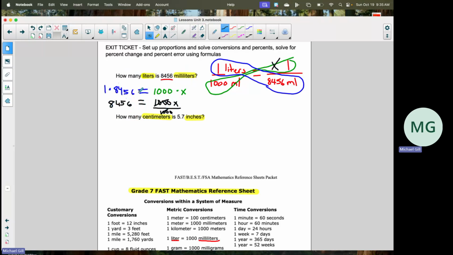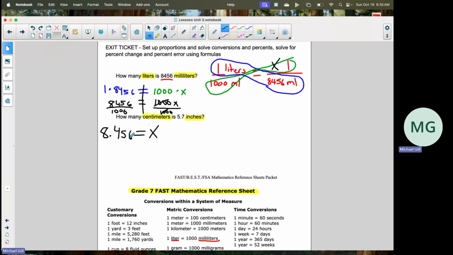Well, whatever I do on one side, and they are pretty good with this rule, whatever you do on one side, you have to do it on the other side. So that means I now have to divide by 1,000 over here. And when I do that, that gives me x all by itself, which is the goal. And then if I divide this out, that is 8.4, and they need to make sure they get that decimal. Some of them kind of did the right steps, but then didn't put the decimal in the right place.